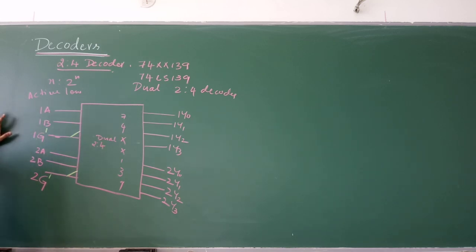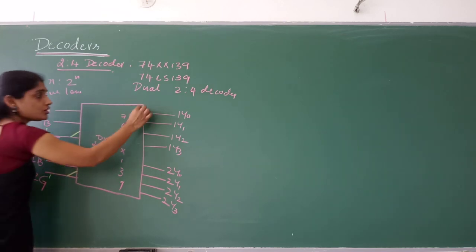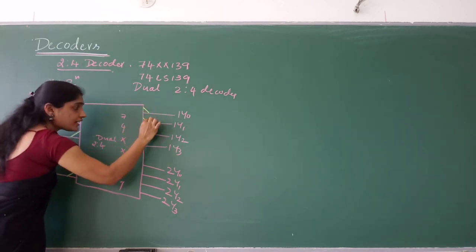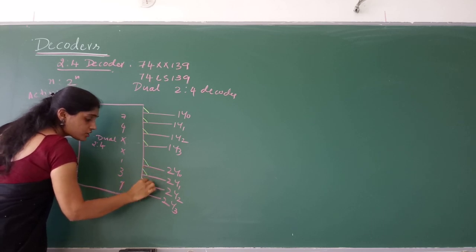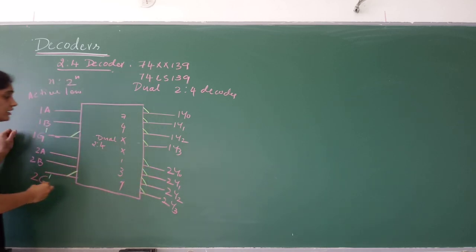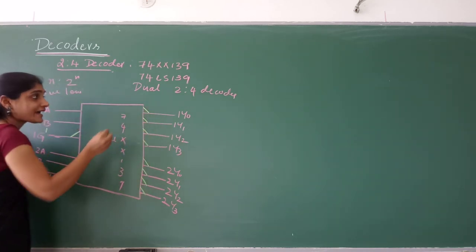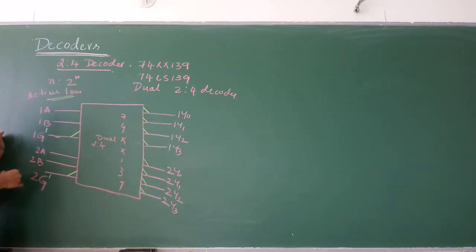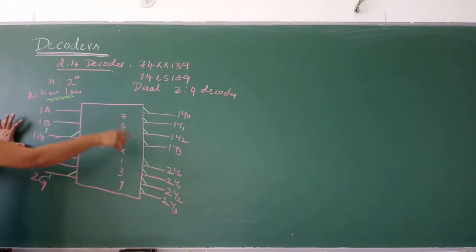And let me also write the outputs. The outputs of this decoder are also active low. So how do we indicate that? We write like this. This is how we denote active low. So for the 74XX139, the enable inputs are active low and the outputs are also active low output lines. What is active low? I will explain. These are the inputs and these are the outputs we have.